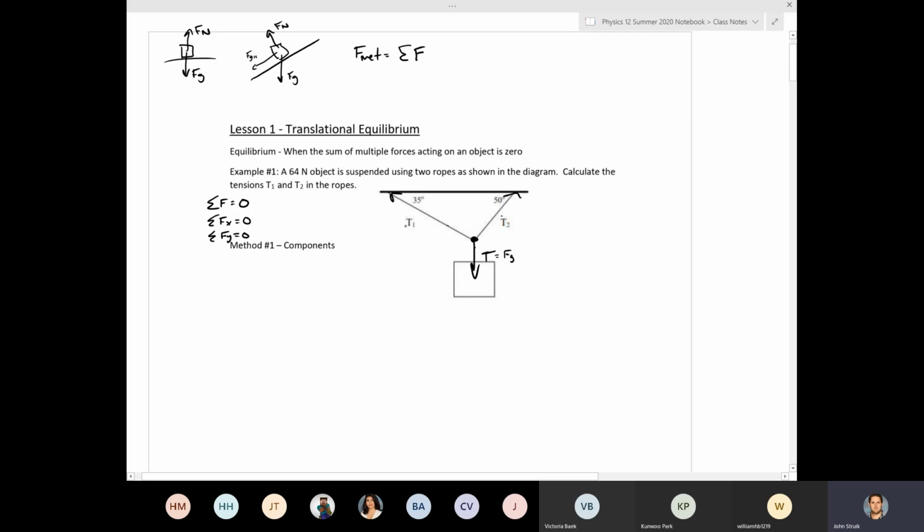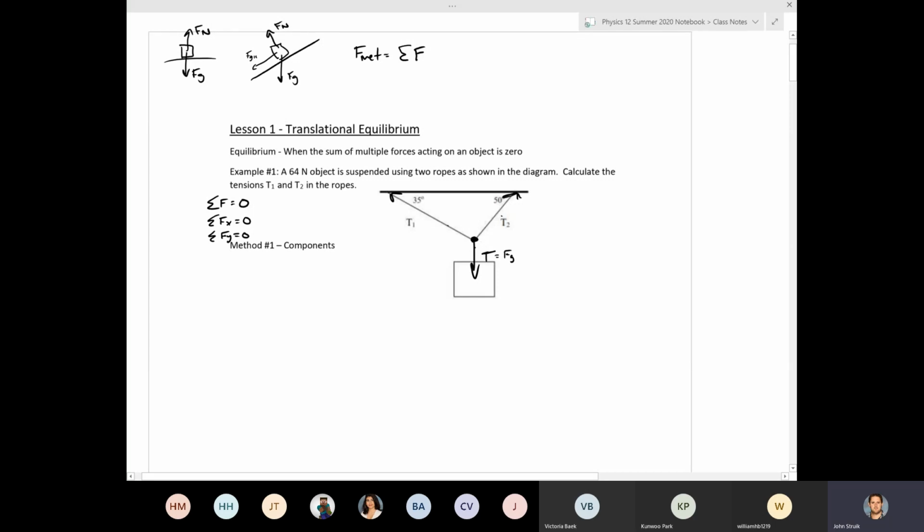So we have tension 1 going up to the left, tension 2 going to the right and up, and then tension 3, I guess, or FG. You can even just call this FG, because if FG wasn't there, there would be nothing. So let's call it FG, going straight down.